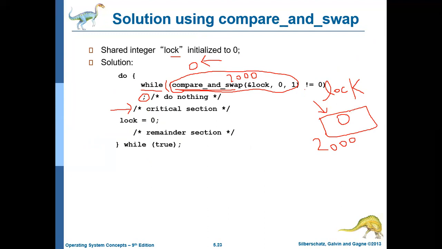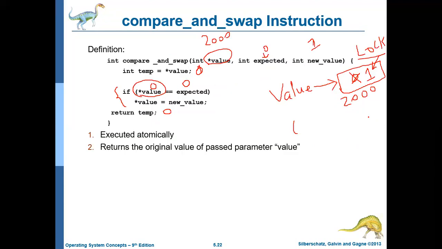If lock is 1, then what will happen? Again the same address will be passed, but the lock value is now 1. Value is pointing to lock, so that is also 1. Now temp is equal to star value, the value at the location pointed by value. That is not 0, it is 1. Now if star value is equal to expected: star value is 1, but expected is 0.